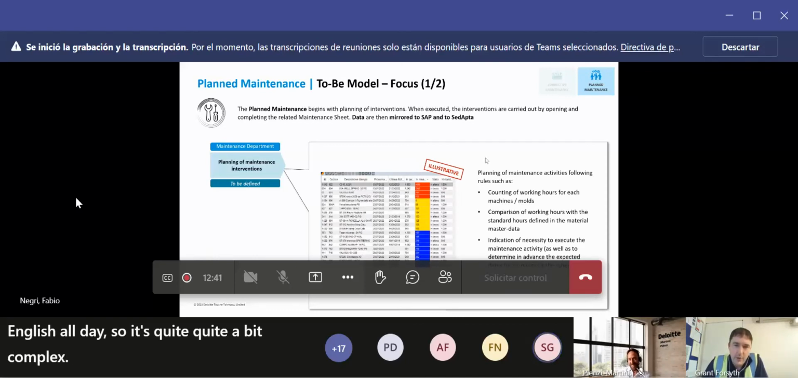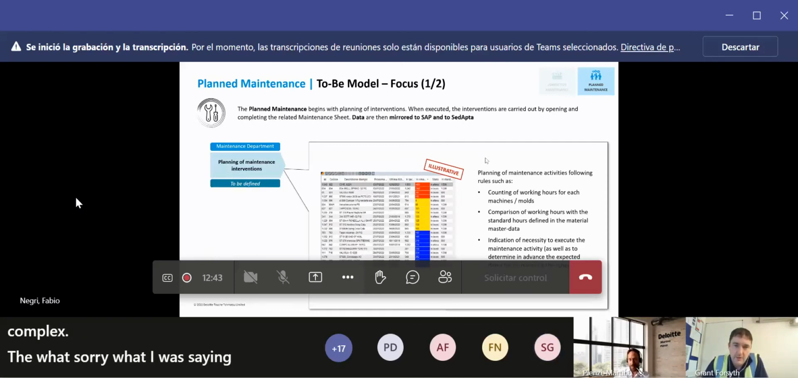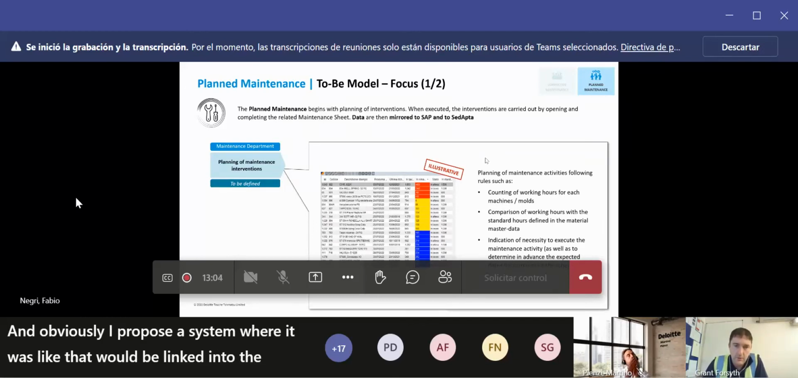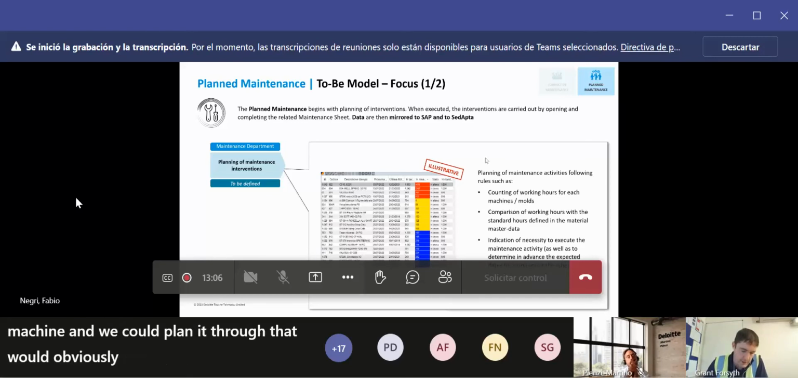What I was saying was our system relies on manually taking hours run from the machine, because not all of our machines run 24/7. Some we try and do maintenance by hours based or by parts produced. But obviously a system that would be linked into the machine and we could plan it through that would obviously be much better, in my opinion.